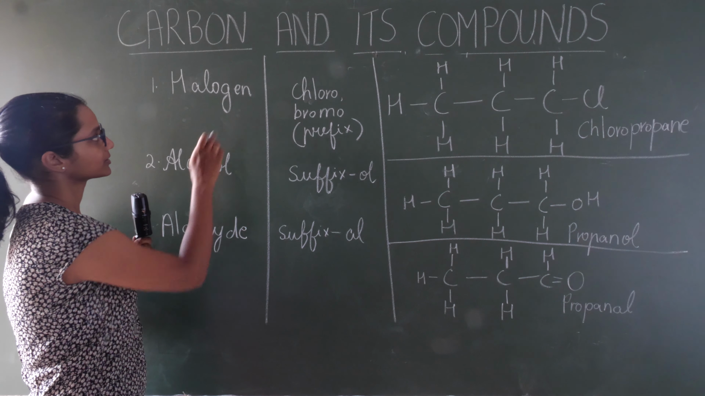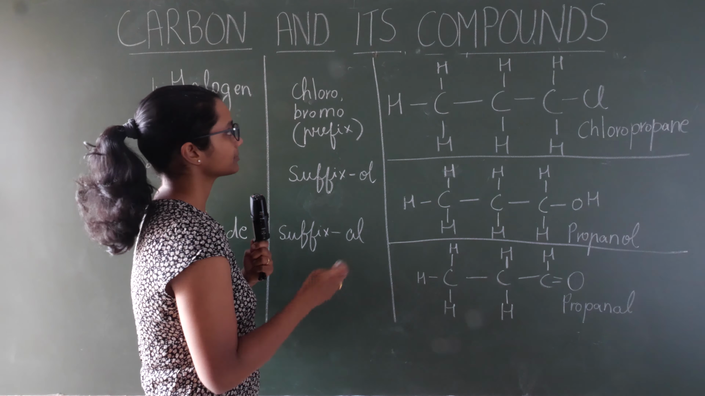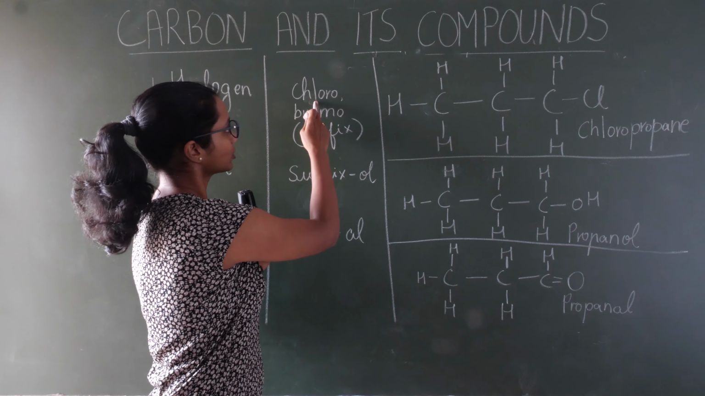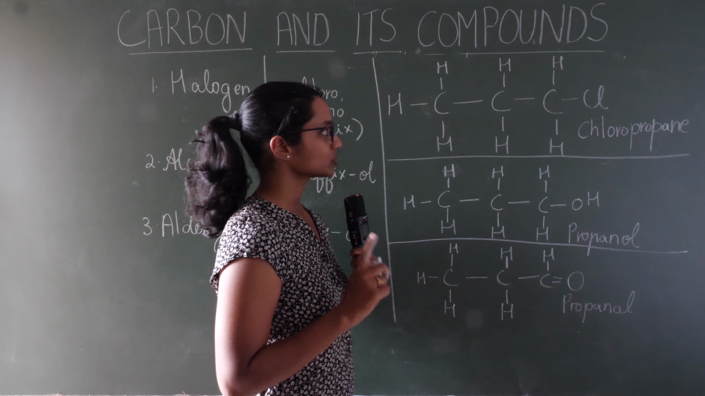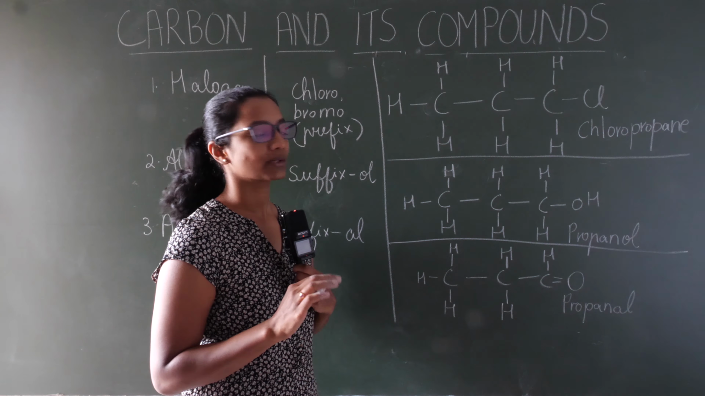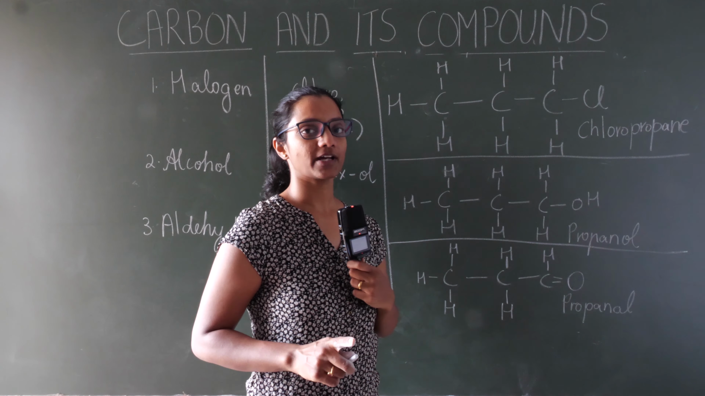So the functional group, if it is a halogen, it's either chlorine or bromine. So it would be a prefix, before the word, chloro or bromo. See this example here. First step I told you all, count the number of carbon atoms. So don't hurry, don't get confused, just with practice you will get this, you will understand and you will remember. So stepwise, the first step is count the number of carbon atoms.